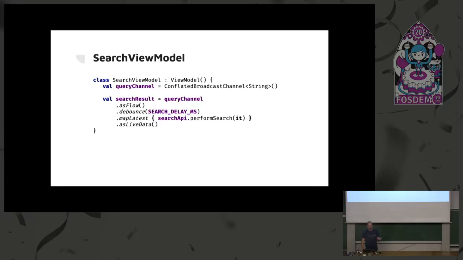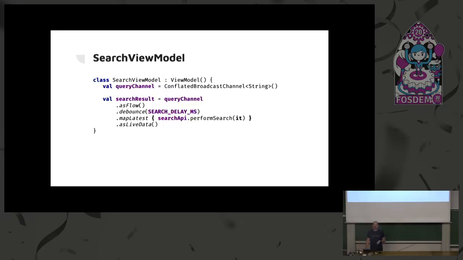But how we get this search result property is that we call asFlow, so we convert our ConflatedBroadcastChannel into a flow. And then we call the debounce operator, which is the key here to keep down so we don't spam our API. For the search delay milliseconds here, I put 300 milliseconds. So when the user hasn't typed a new character for 300 milliseconds, we perform a search. And the way we do that is, because now we're getting the string from the query into this flow, we pass it into the mapLatest function. And then I call searchAPI performSearch.